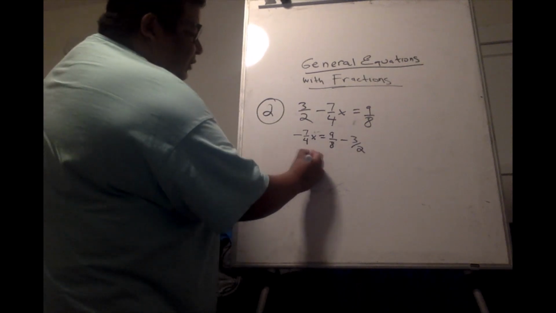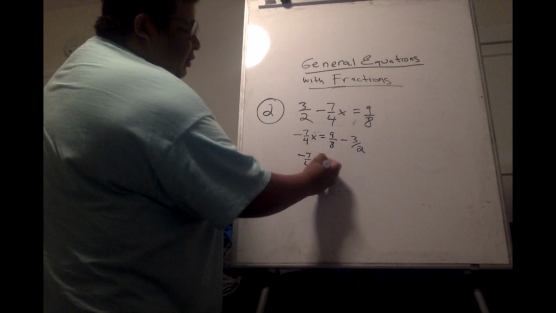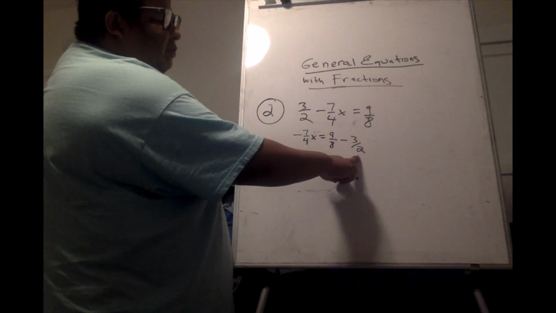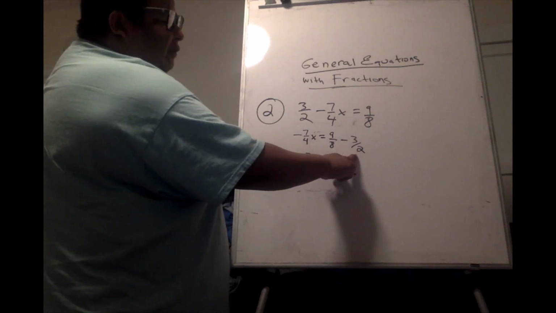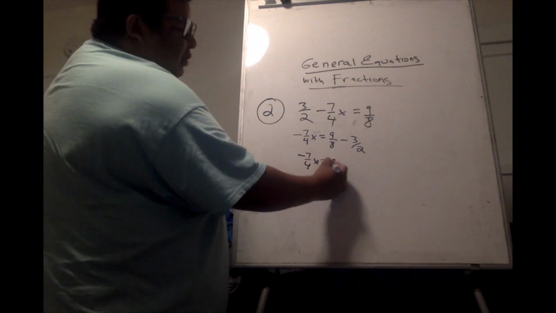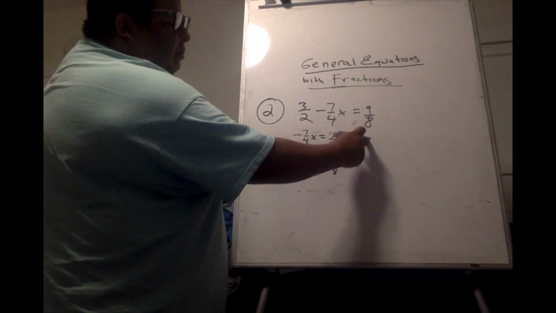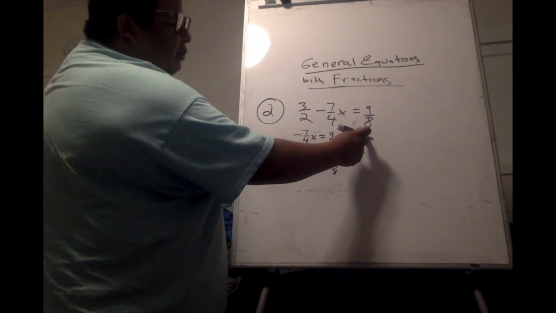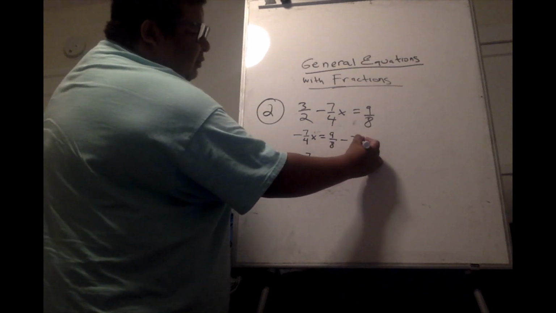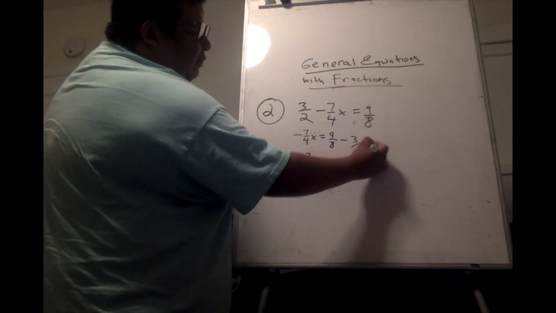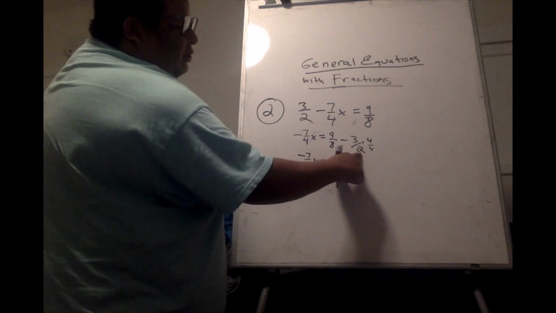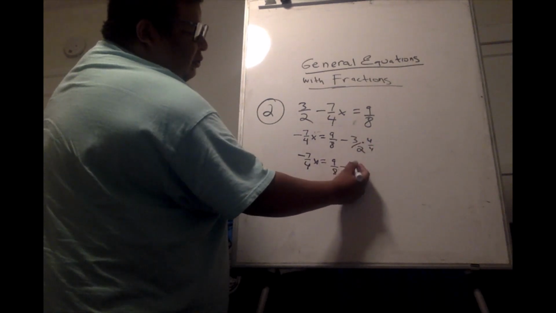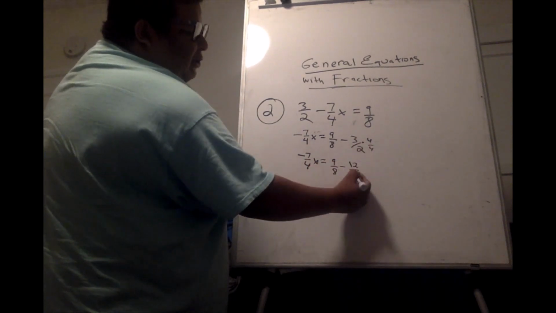So now negative 7 over 4 x equals, we're going to have to get a common denominator this time because 8 and 2 are not the same, so we have to make the 2 an 8. So how do we do that? We multiply top and bottom by 4, so that way we get an 8 on the bottom, but whatever we do to the bottom we need to do to the top. So we're going to multiply this 3 over 2 by 4 over 4. That would be 3 times 4 is 12, and then 2 times 4 is 8.